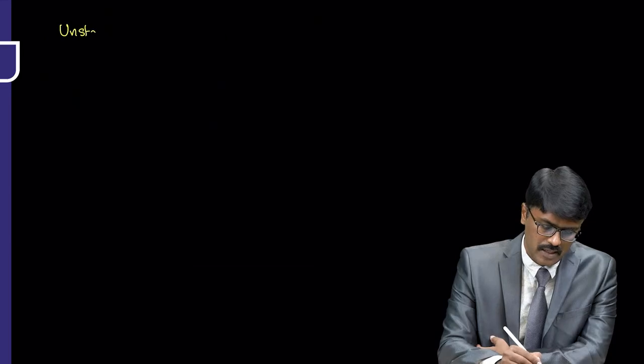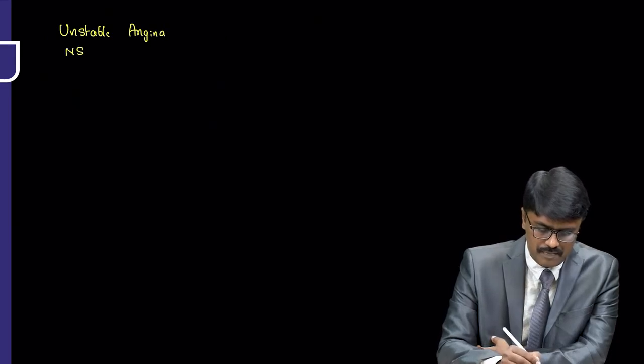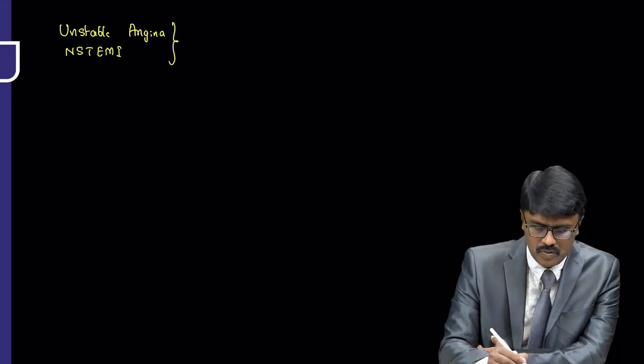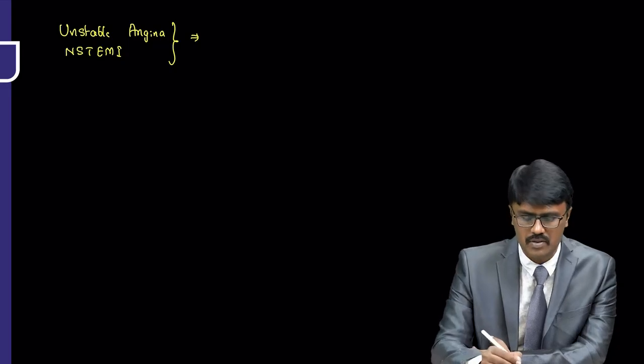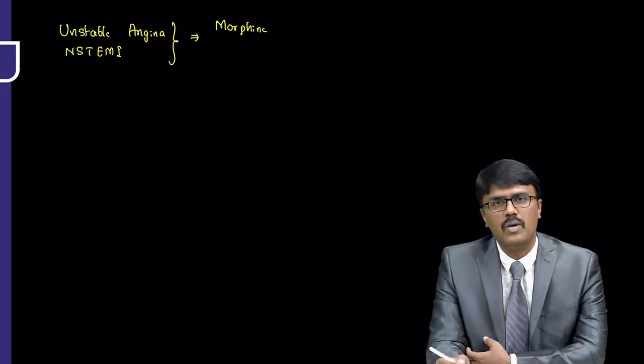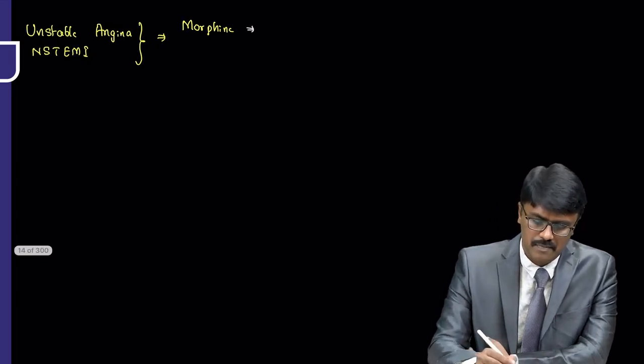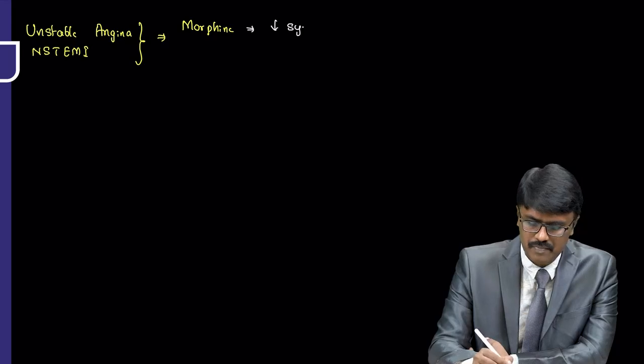Now, how do you manage these cases? Remember, when a patient has unstable angina or a patient has non-ST elevation MI, they are managed similarly. So the patient will come with chest pain, so we use morphine, an opioid analgesic. The question is, why do you use morphine only? Morphine is known to decrease sympathetic outflow.